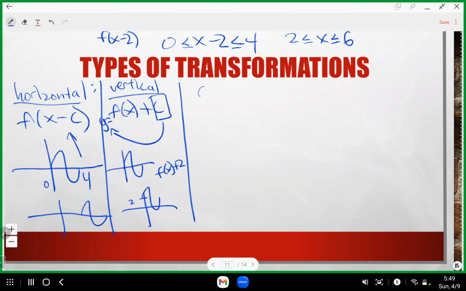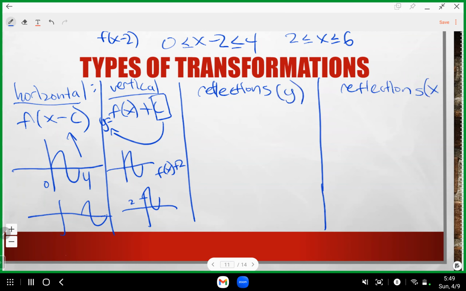One's a domain change, one is not. So there are two reflections, of course: across the y-axis and across the x-axis. Across the y-axis means it's left to right. Across the x-axis means it's up and down.